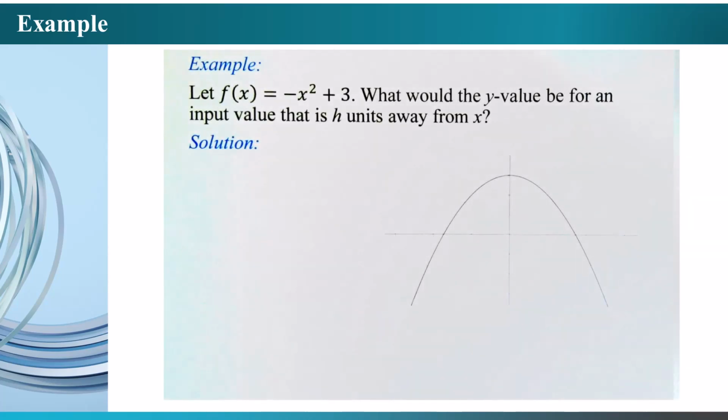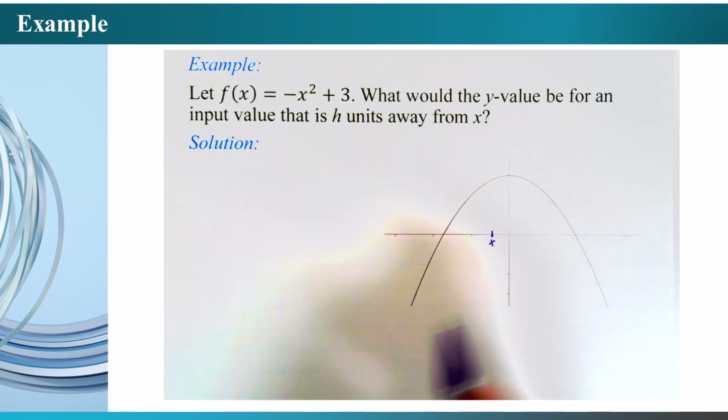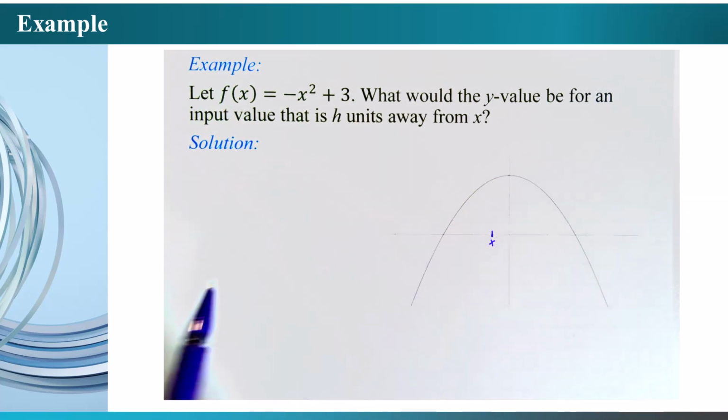Now let's extend this concept. Okay, in this problem, we have f of x equals negative x squared plus 3, and we want to know what would the y value be for an input that is h units away from x. Well, x in this case is just some generic value. I'm just going to label this value right here as x. Now, if I had an actual number for that, I could put that number back into the function and get a number for the y value.